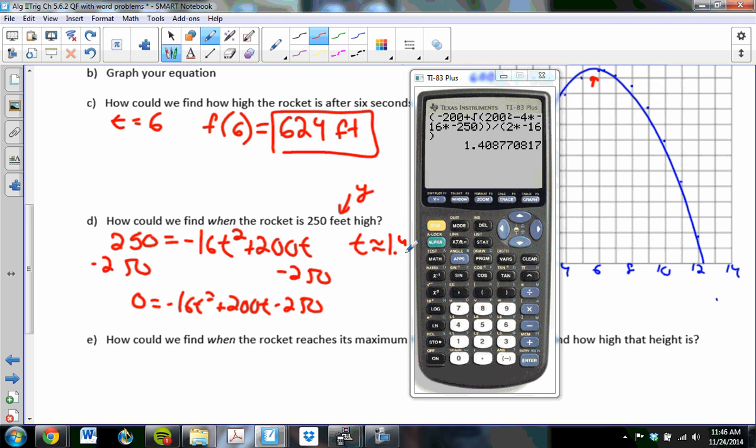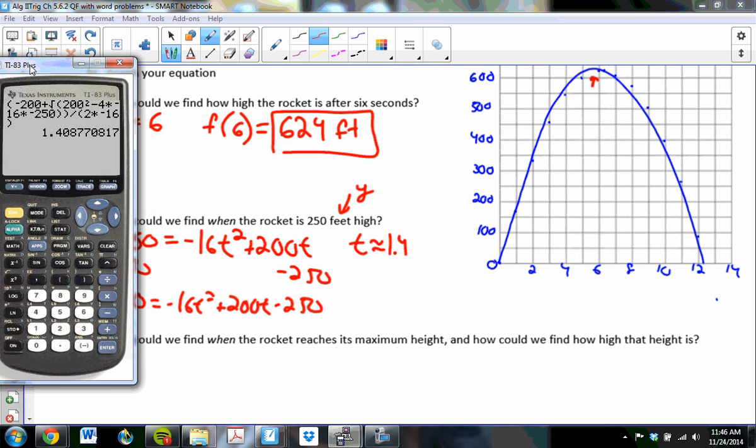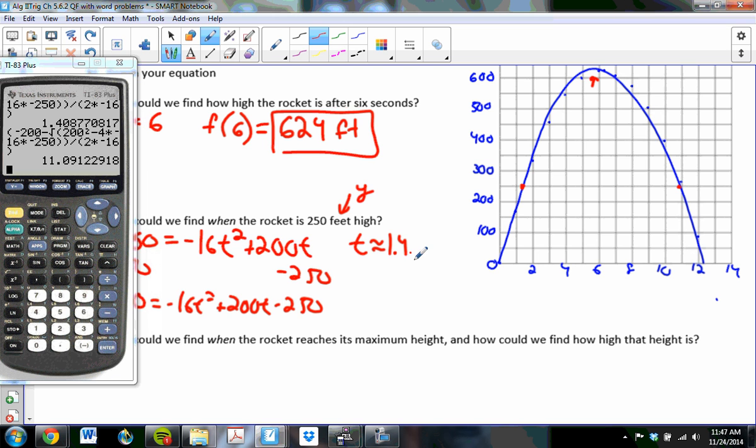But you have to remember something. The ball or the rocket, or whatever this thing is, is going to hit 250 feet on the way up, but then again on the way down. It happens twice. That's why these quadratics have 2 solutions. It's going up and it's going down. So I press second enter to pull up my previous equation. Go back and change this plus here to a minus. The second time it happens is at 11.1 seconds. The rocket is 250 feet high at 1.4 seconds and at 11.1 seconds.